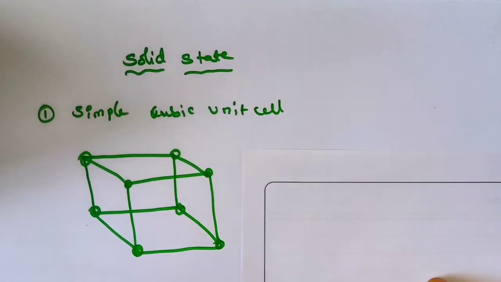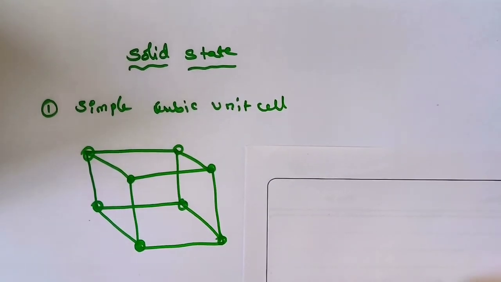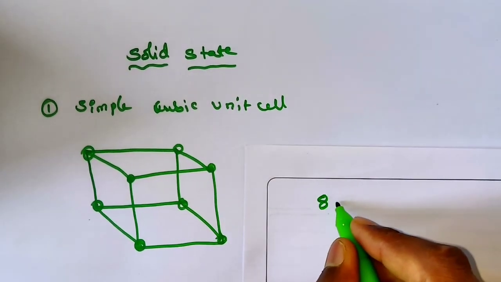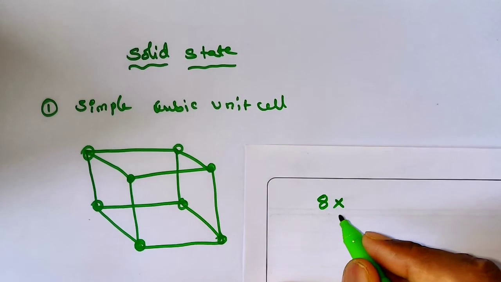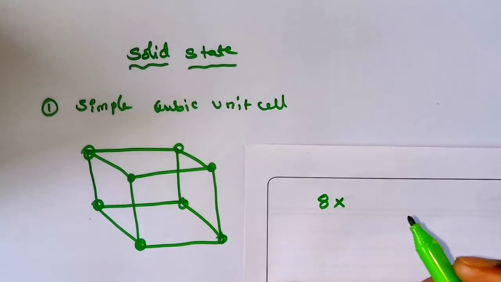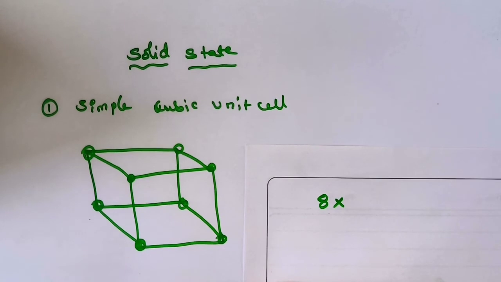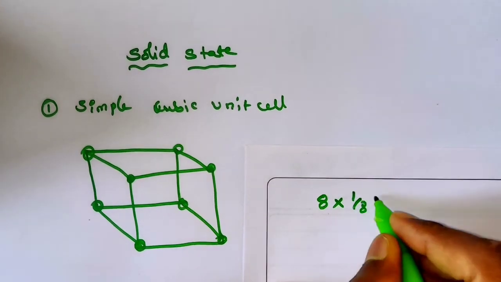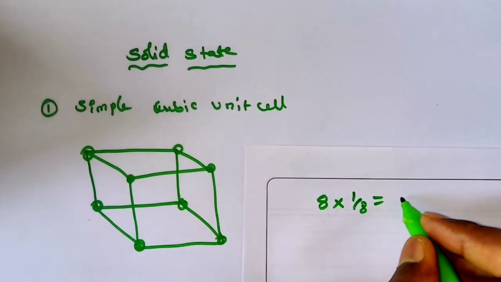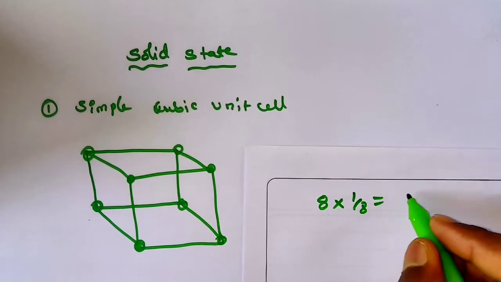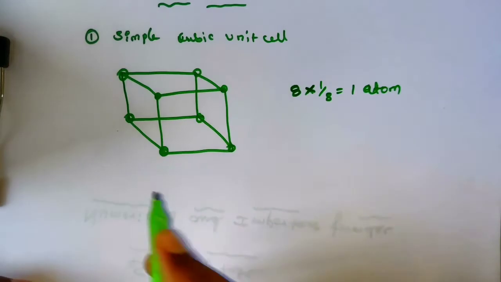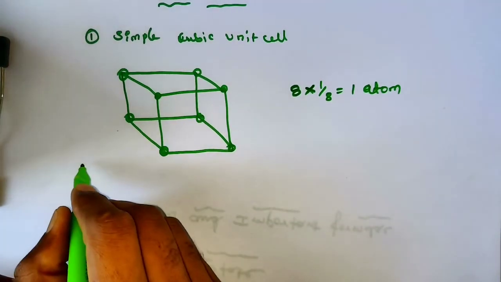So in the simple cubic unit cell, the atoms are present at the corners. The total number of atoms present at the corners is 8, and of each of these atoms, only 1/8 is shared to form the cube. So it will be 1/8. So the total number of atoms present in each unit cell is 1. It is 1 atom.